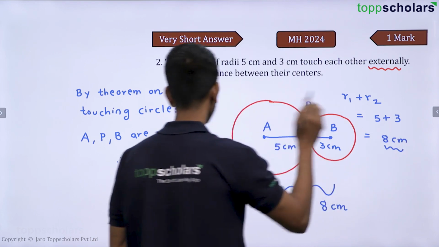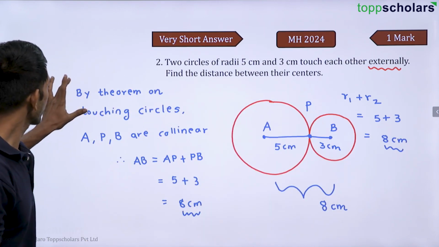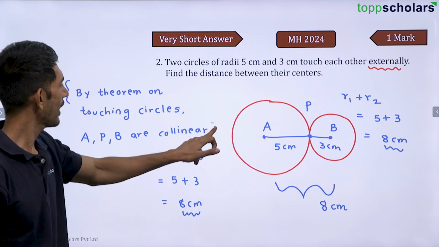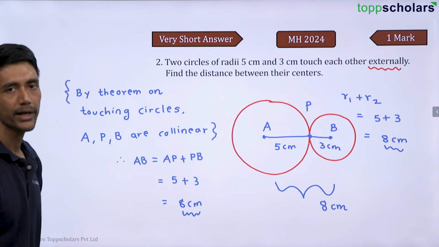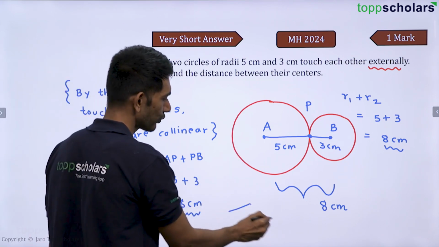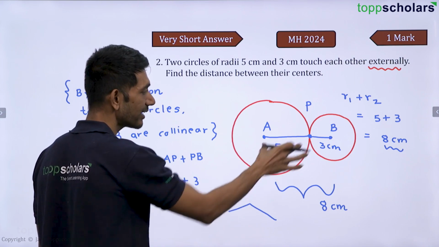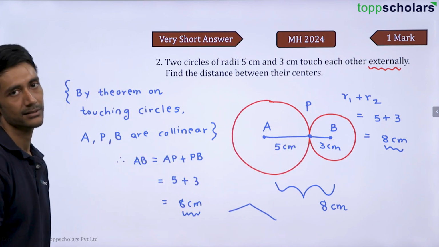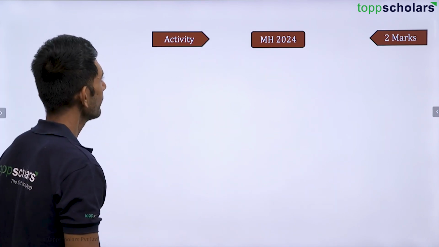But in both ways, this part is important. You have to write this down, otherwise you won't get that 1 mark, because direct addition is not possible. They can be like this also, no? So why are they straight? Because of this theorem on touching circles. Correct? So let's have a look at a new question now.